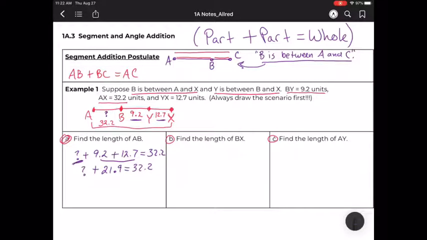And so to figure out your unknown value there, we subtract that 21.9. Remember back to algebra, solving equations. 32.2 subtracting 21.9 gives us that AB is exactly 10.3. Okay?